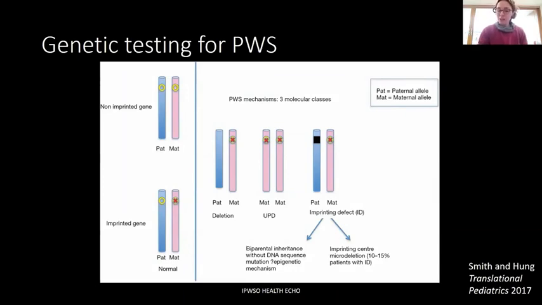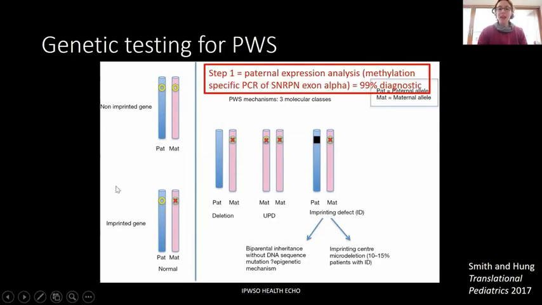Well, the specific subtypes are complicated, but the unifying reason for PWS, that loss of expression of the paternal copy, is easy to test for with a single test. That's step one, testing for the paternal expression of the 15q13 region. There are a number of different tests used to detect lack of paternal expression. In the UK, we're mainly using methylation-specific PCR of one of the specific exons of one gene in the region. There are other technical tests, but that's the one we mainly use.